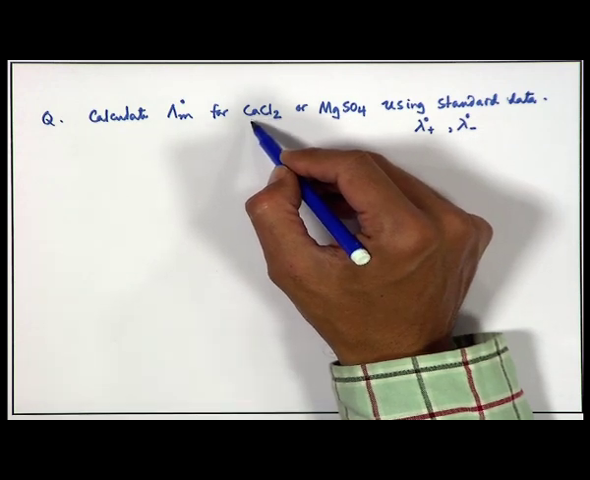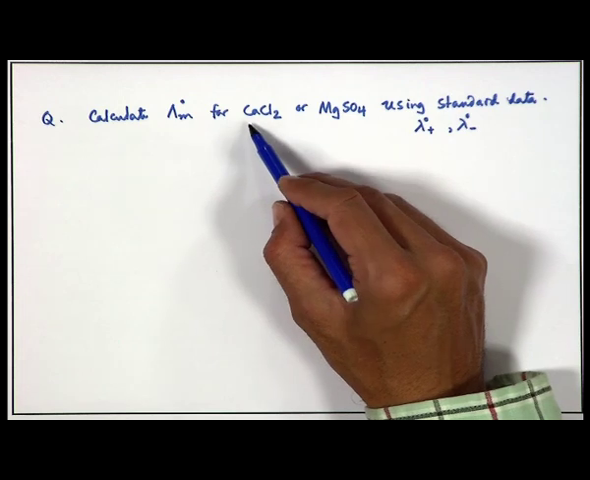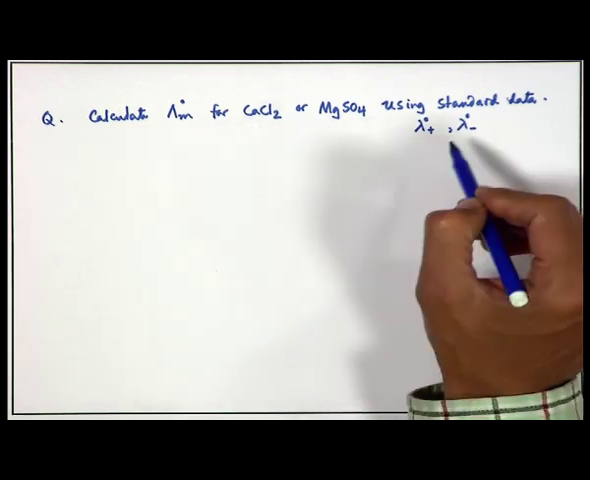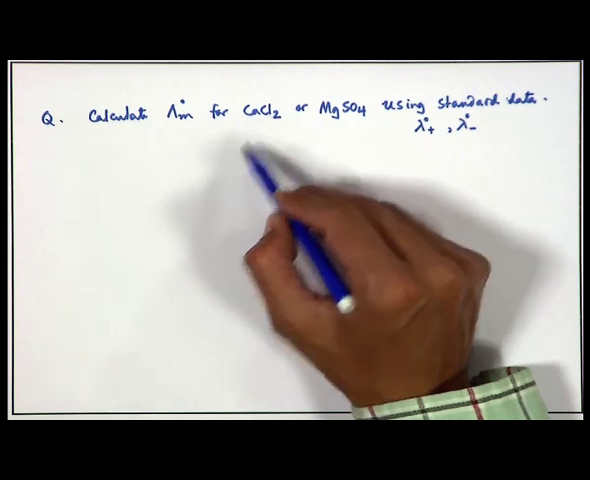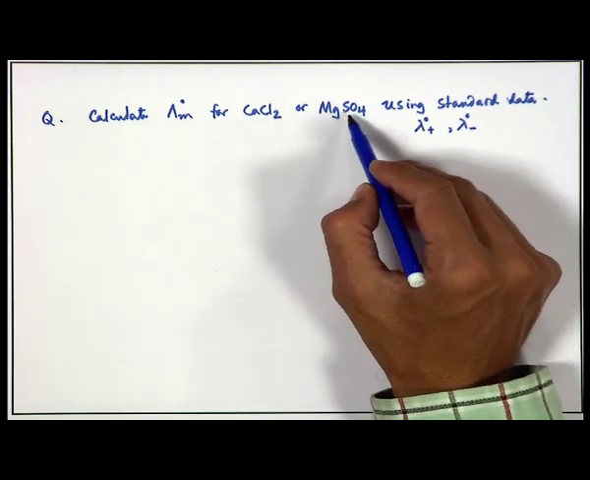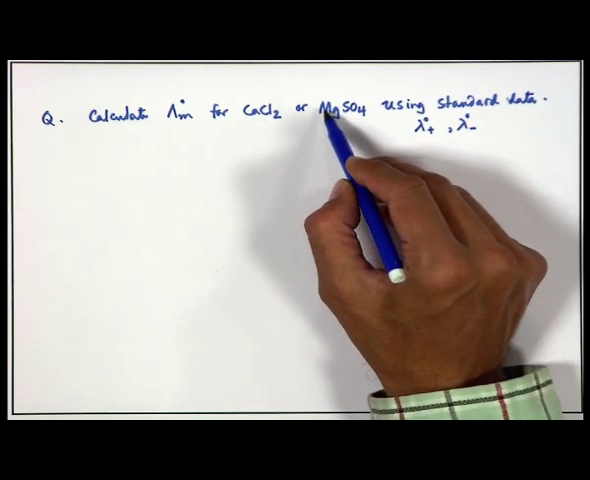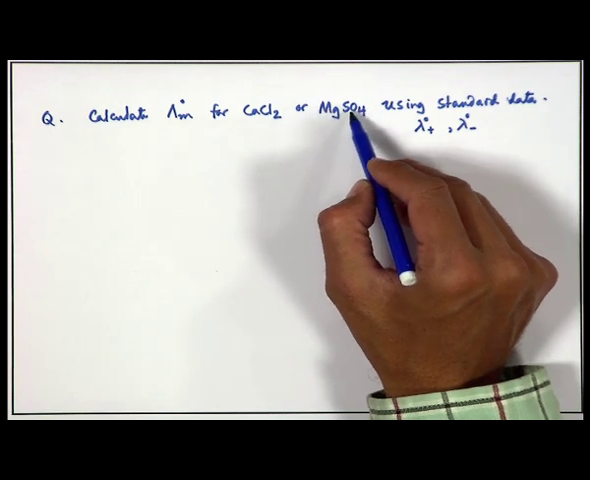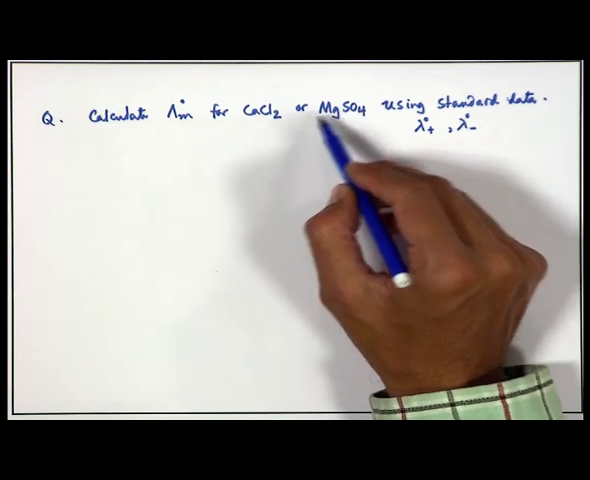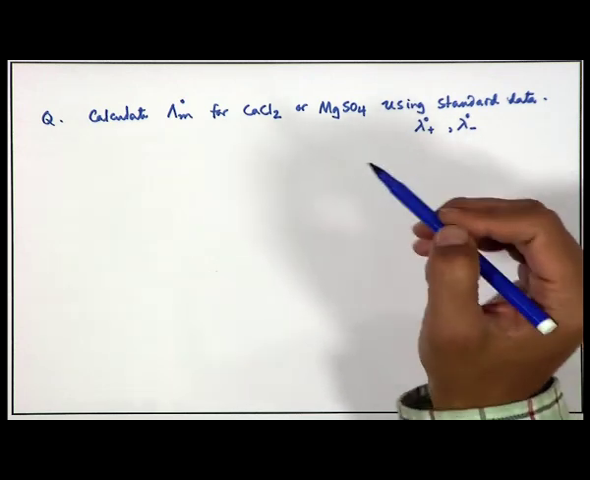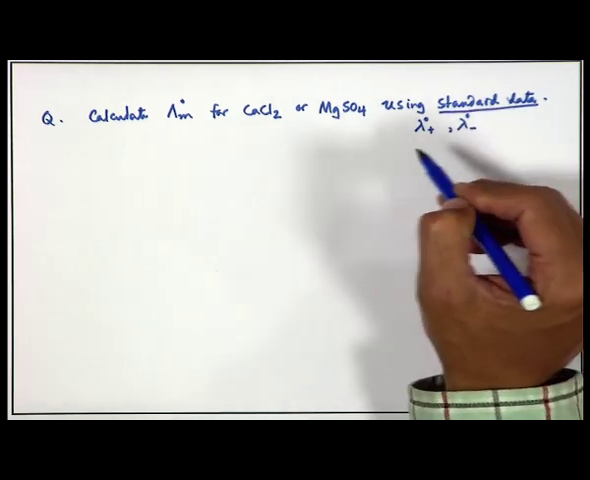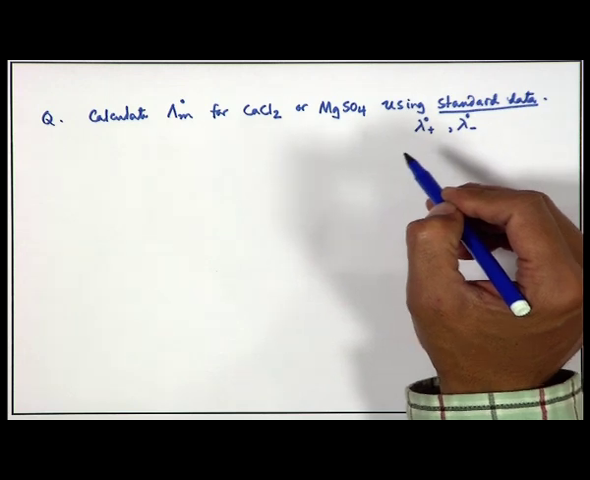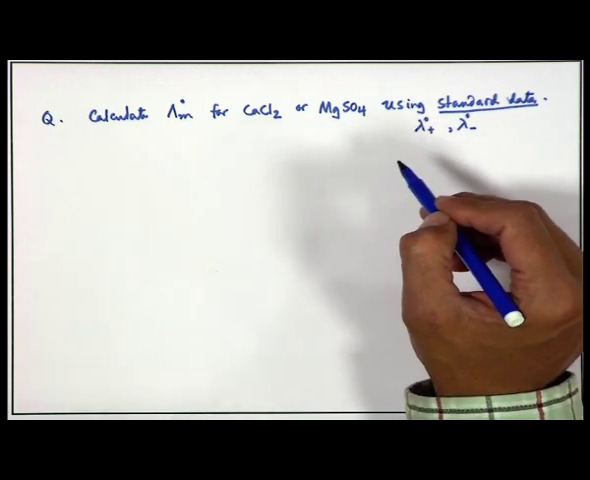So, whatever lambda plus value is there, you will just consider, and then twice the lambda 0 minus value for the contribution of the anion. Here it is just 1 positive and 1 negative, so in that case the stoichiometric coefficients are basically 1. Make use of this standard table or standard data to calculate this lambda m 0.